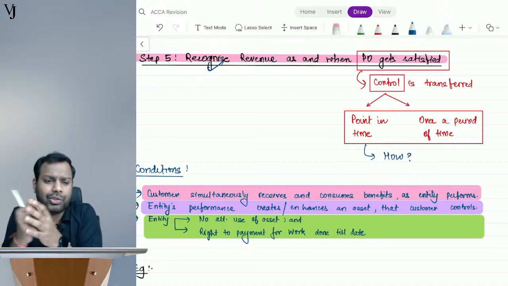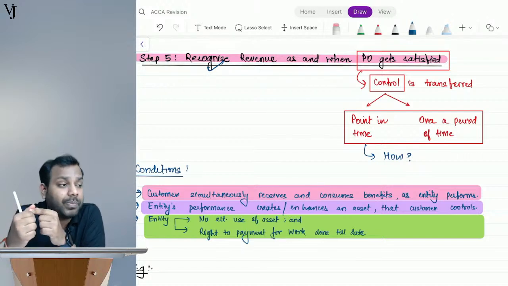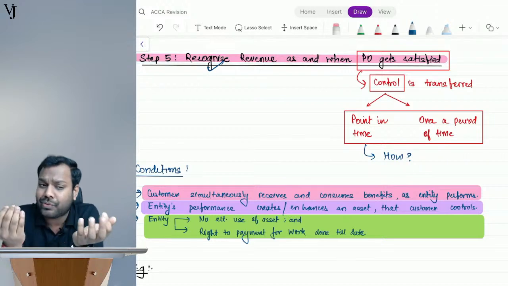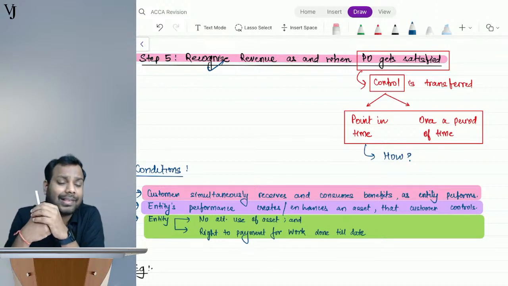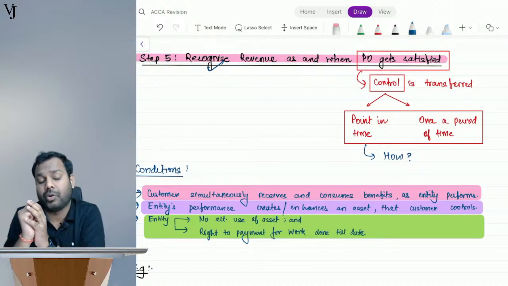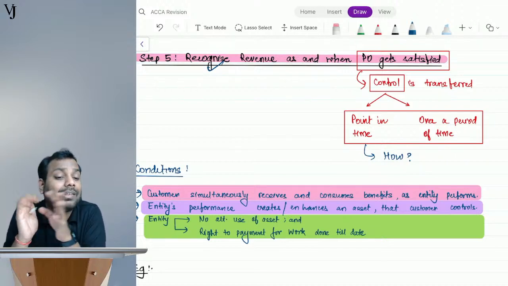Certain indicators are also given in the standard. Certain indicators are like risks and rewards being transferred, possession is transferred, legal title is transferred, the customer has accepted the product, or the entity has a right to payment. All these are indicators of transfer of control. This is just an illustrative list, not an exhaustive list.